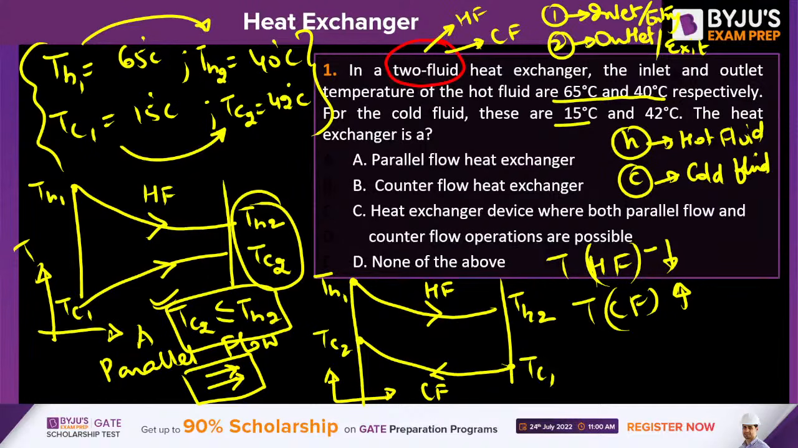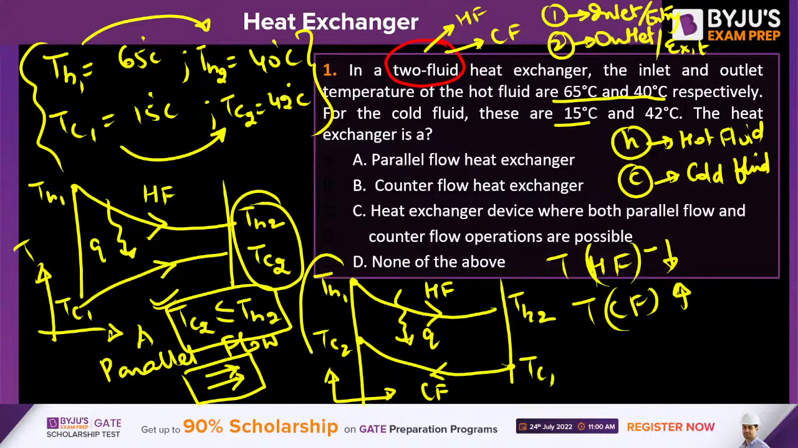So cold fluid temperature profile should always lie below the hot fluid temperature profile because the heat is always flowing from hot fluid to cold fluid. The cold fluid temperature profile cannot be lying above the hot fluid temperature profile. That is the condition for a heat exchanger because heat always flows from high temperature to low temperature. Heat always flows from hot fluid to cold fluid, and that is why the hot fluid temperature should always be more than the cold fluid temperature at any point.